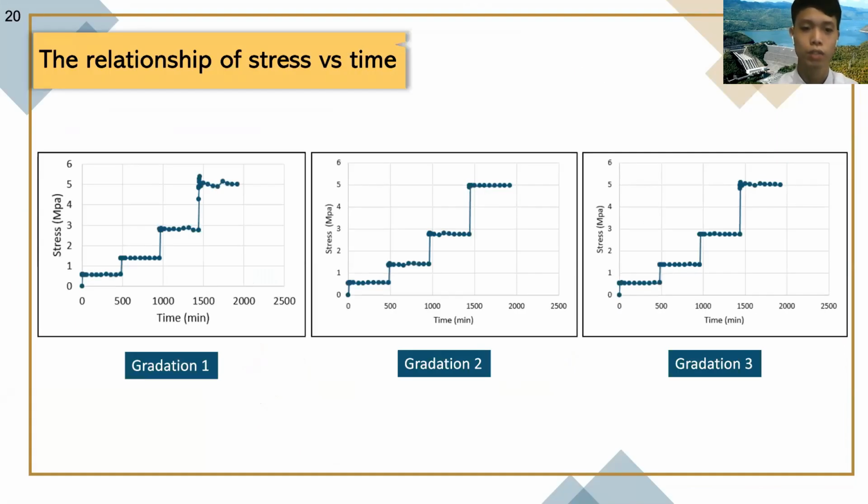These three pictures show the relationship between stress and time in each gradation. Each step is an increase of the load that we applied at 50, 125, 250, and 450 kilonewtons. According to these three graphs, we can maintain the load constant for 8 hours per load.